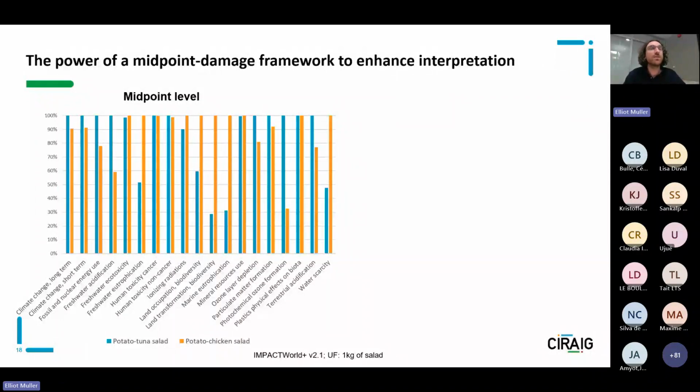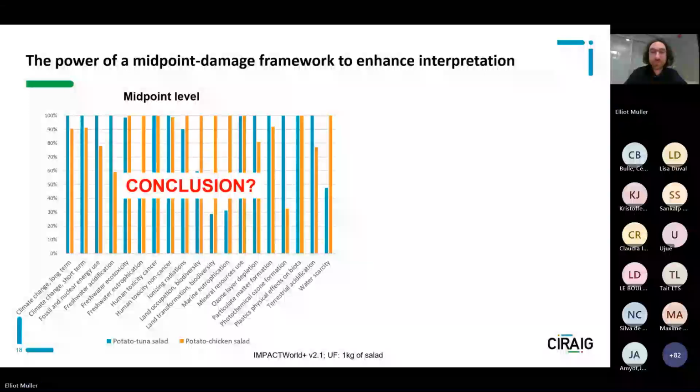So here we can see, using Impact World Plus at the midpoint level, that for a lot of indicators, the results are quite different and don't go in the same direction. So for example, for climate change and freshwater acidification, we see that the potato tuna salad is better, like it has a better environmental impact compared to the potato and chicken salad. But on the other hand, for water scarcity and land transformation, for example, we can see that the other salad is better.